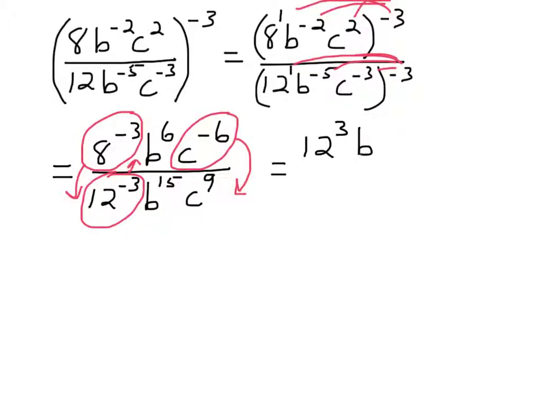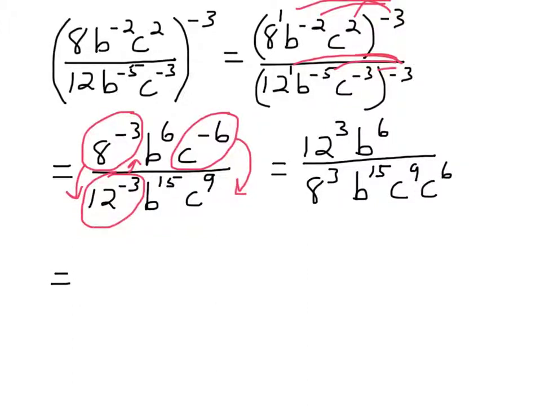times b to the sixth. And it looks like that's all that's in the numerator. And then in the denominator, we're going to have 8 to the third times b to the 15th times c to the 9th times c to the 6th.